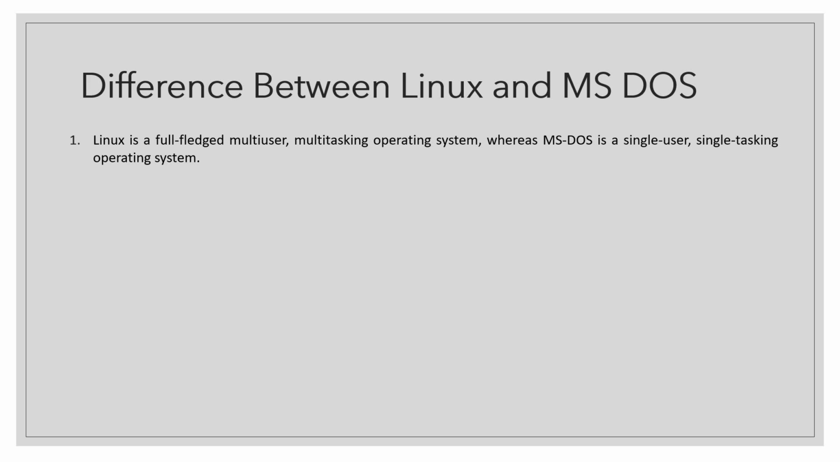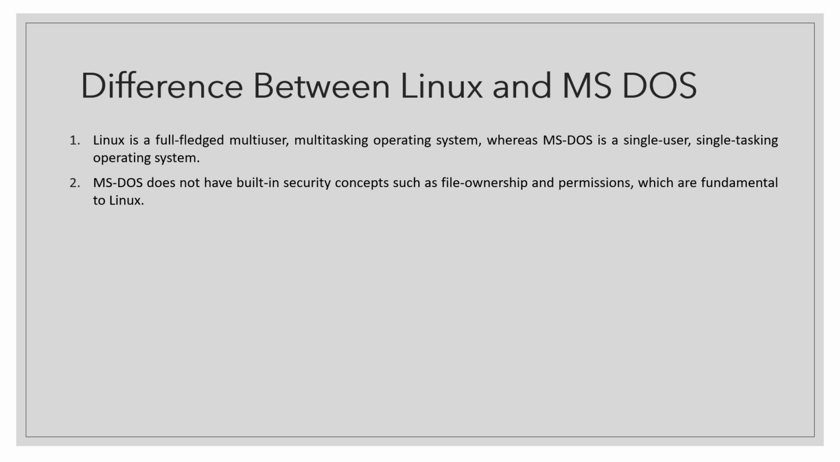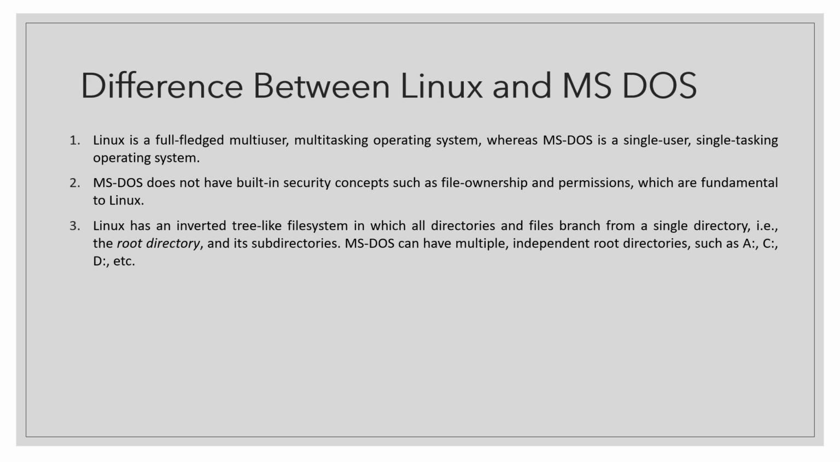So basically, if you're using MS-DOS on your machine, only one user can use it and for doing only one task at a time. Whereas in Linux, many users can use Linux at the same time, as different users, and a single user can perform multiple tasks at the same time. So that gives an advantage to Linux. And Linux has a lot of security features like file ownership and file permissions. You can give just read permission for a file to a user, or there can be write permission, editing permissions, and so on. Whereas MS-DOS does not have these kinds of built-in security concepts.